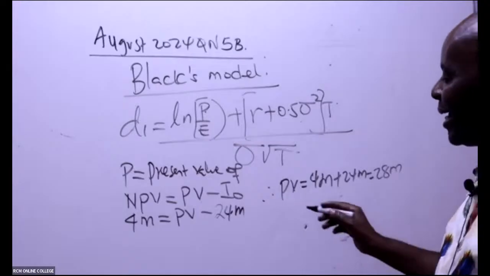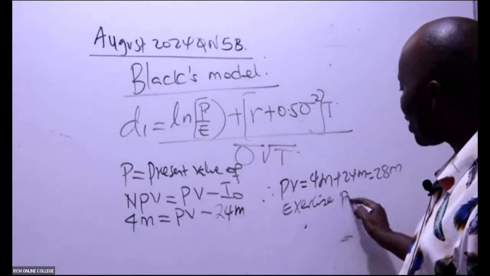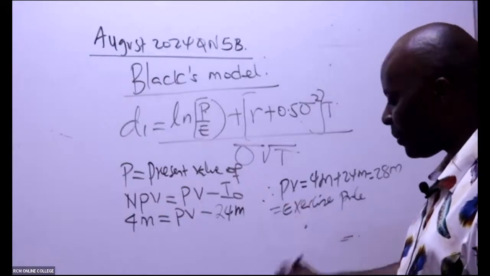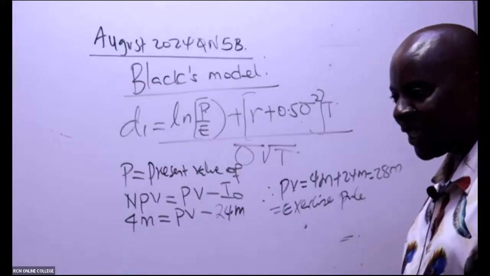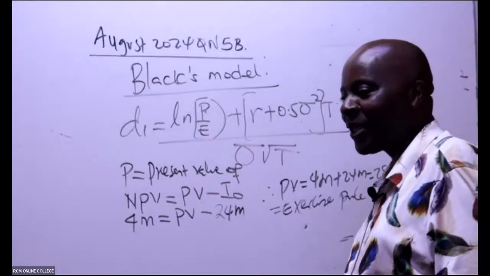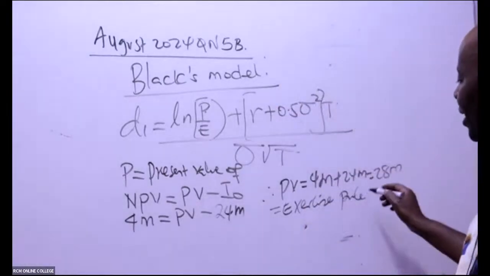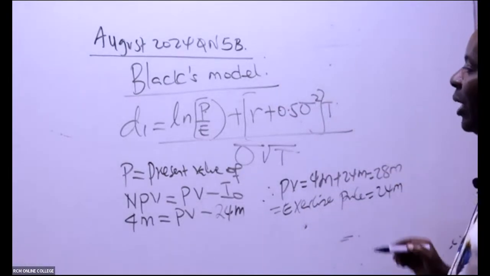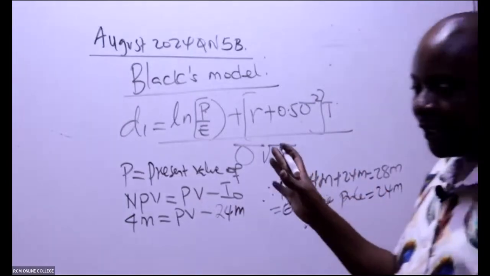And then remember, E is the exercise price. The exercise price is the amount I have to pay to acquire this project. So in this case, are you able to see the exercise price? This is not an abandoning question. This is an acquisition question. It's a building question. So in this case, the exercise price is 24 million. So then can you kindly go ahead and give me this D1?